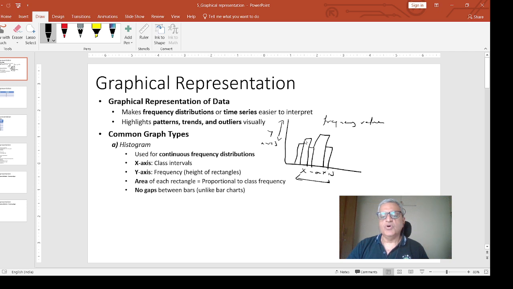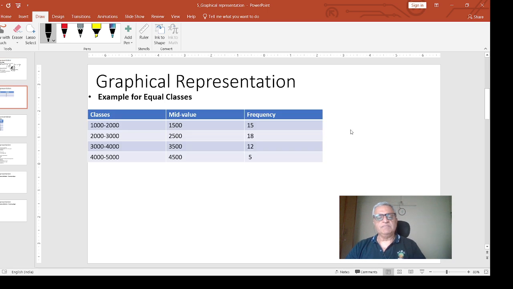So a histogram would typically appear something like this. These are all rectangles, and the area of each rectangle is proportional to the class frequency. That is what it really means. We'll see some examples on the next slides.